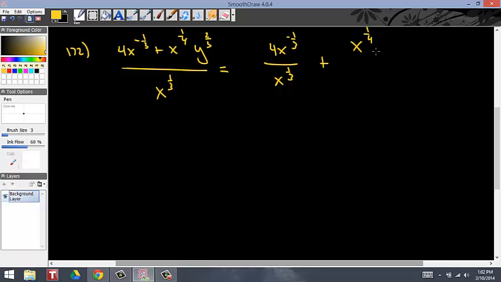Everyone remember this? Okay, well, this x to the 1/3 here is going to move down and become 4 over x to the 2/3.